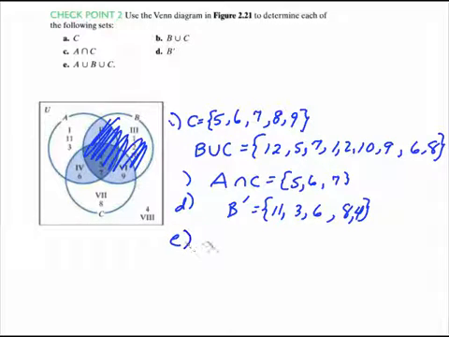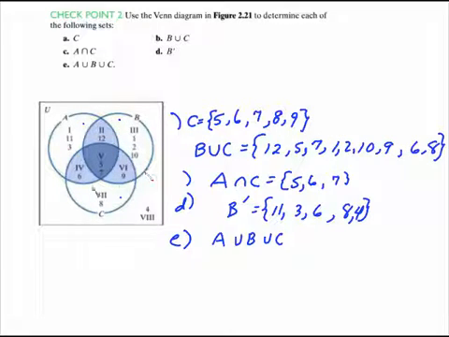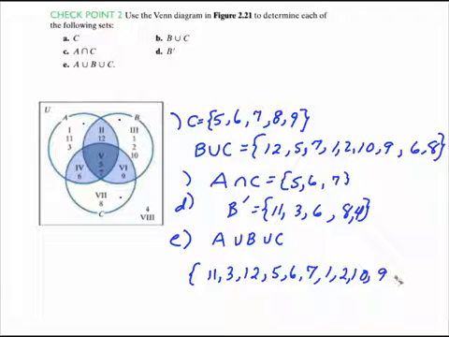And E asks for A union B, union C. Now union means we're going to unite all of A, B, C. So it's everything listed except this 4 right here. So that will be 11, 3, 12, 5, 6, 7, 1, 2, 10, 9, 8. In whatever order you want to put them in.